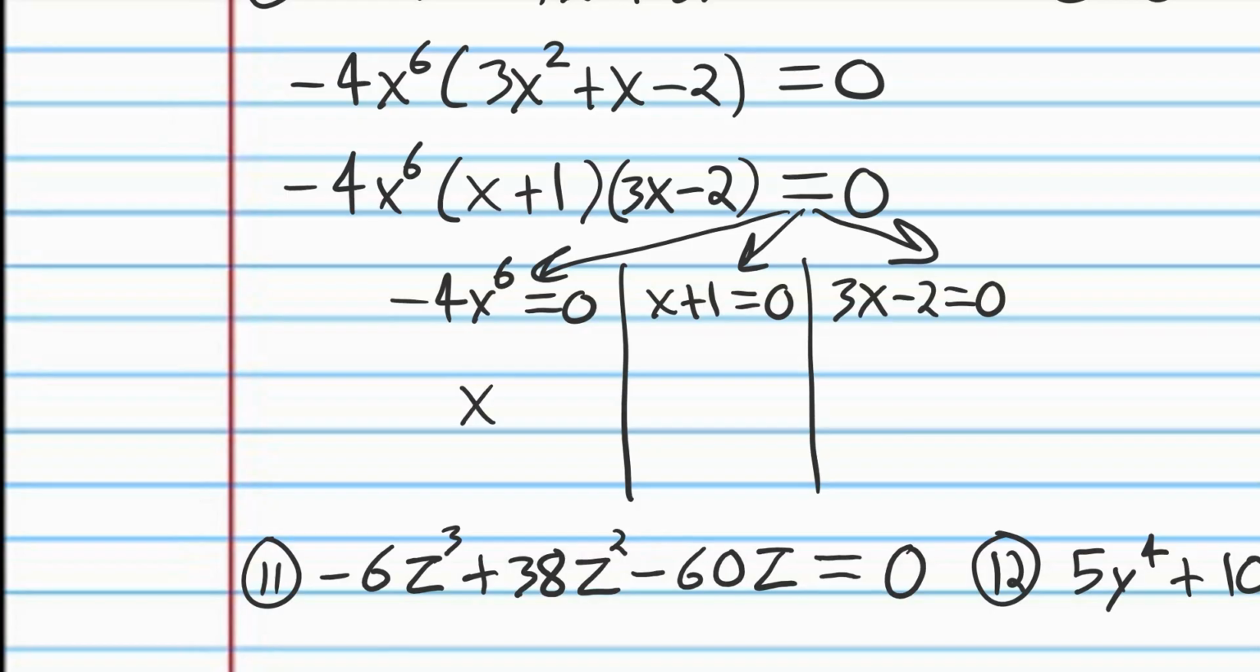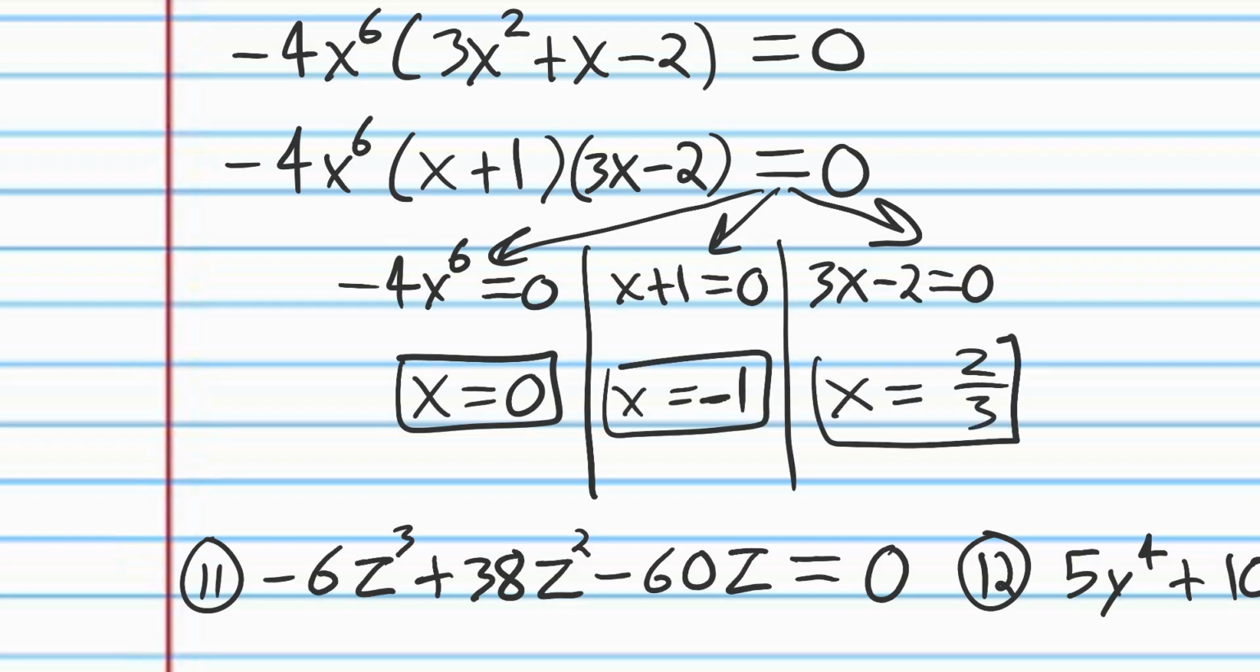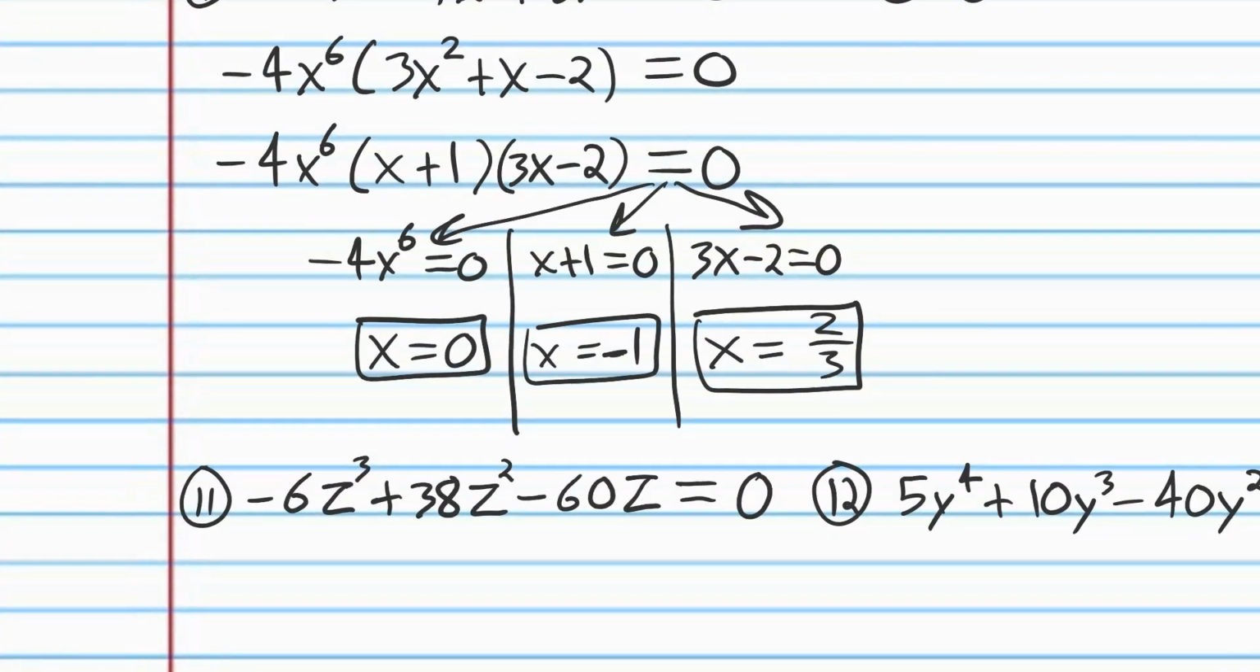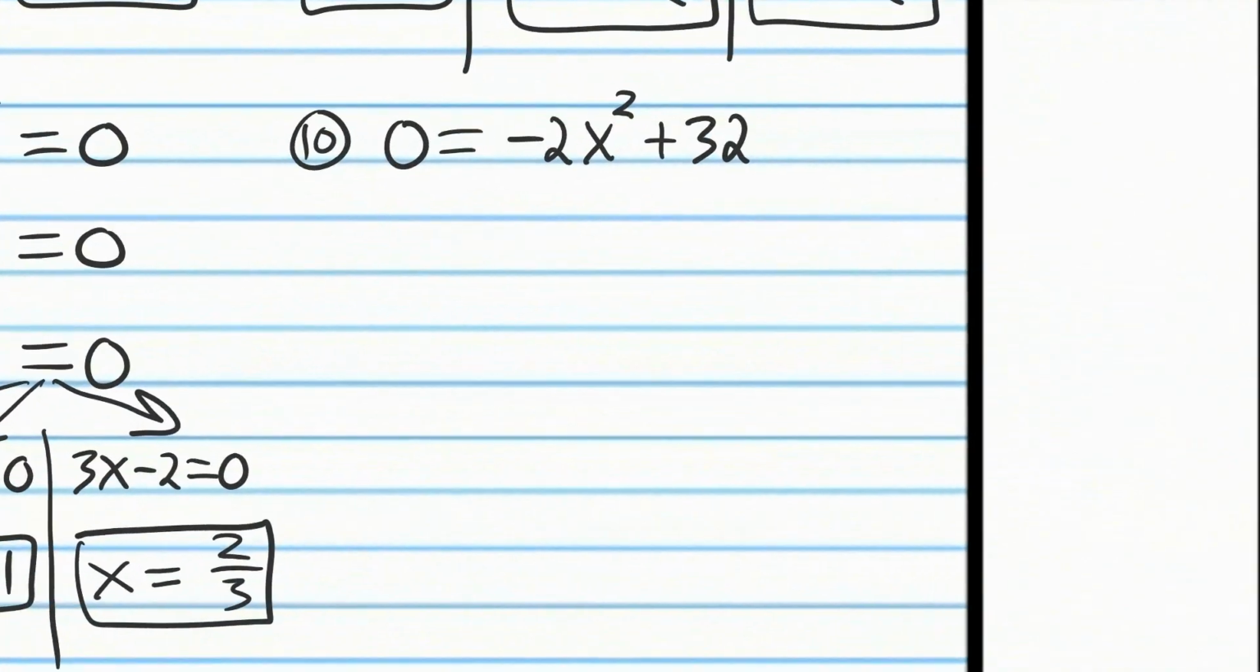So again, we don't care what this monomial term is. It just means that x is going to be 0. And x equals -1. And this is a two-step equation. Add 2 to both sides, divide by 3, you get x is equal to 2/3. So -1, 2/3, that looks correct. All right, so on to the next problem here.